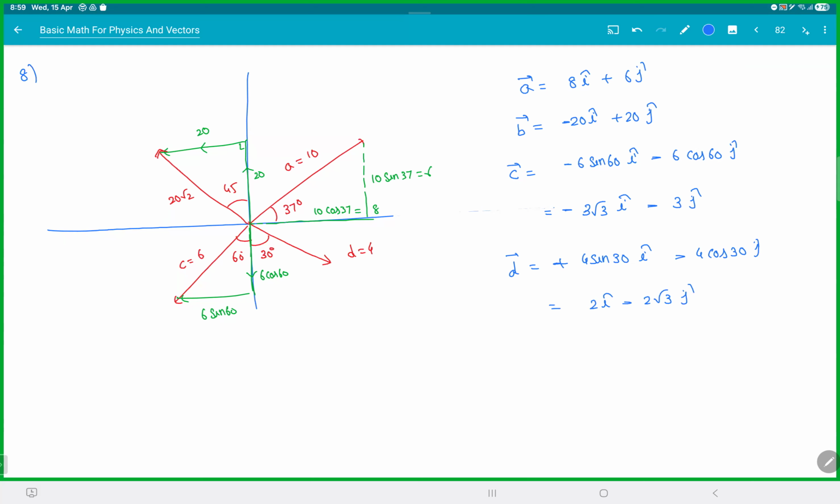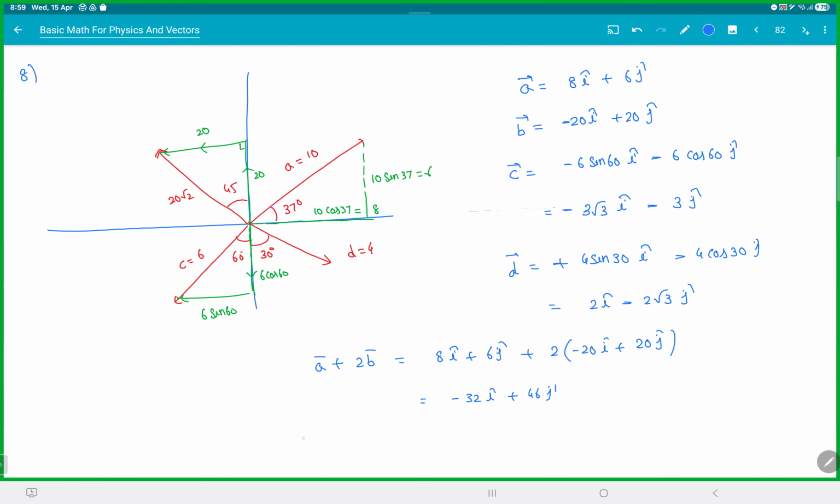What else you want? You want A plus 2B? So multiply B with 2 and add A. That would be 8i plus 6j plus 2 times minus 20i plus 20j. That would be minus 40 plus 8, minus 32i. And that's 6 plus 40, 46j.